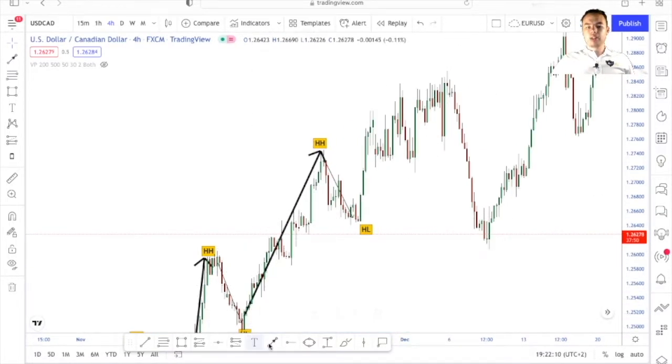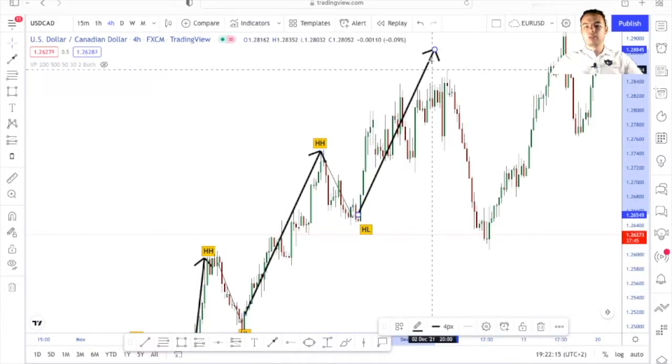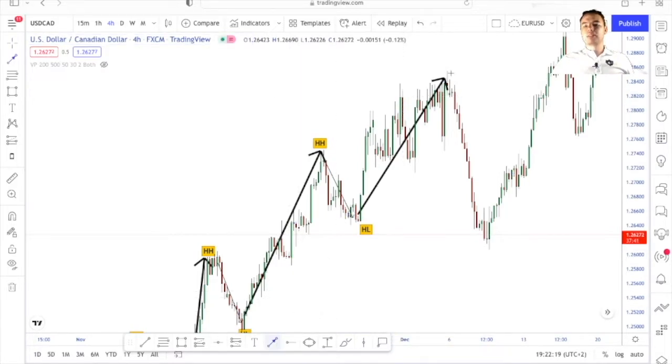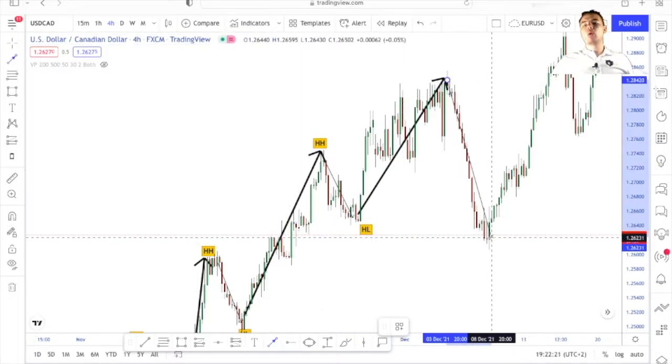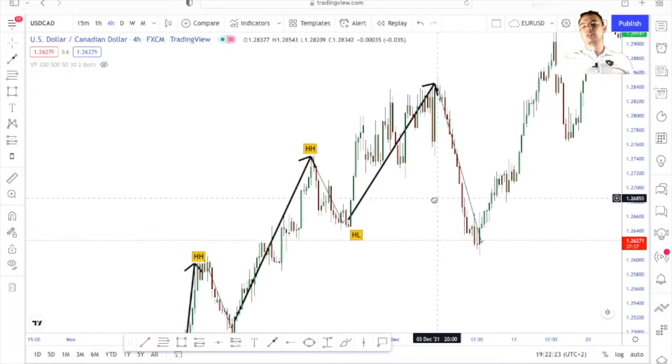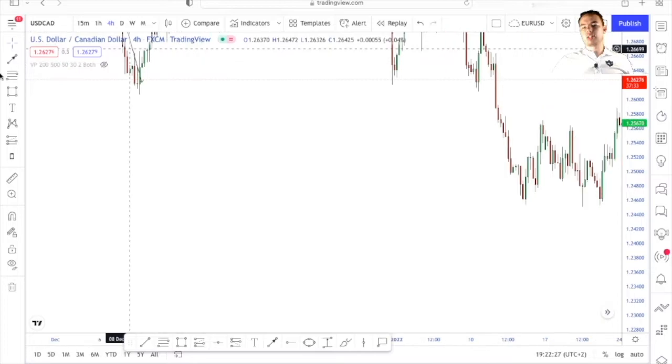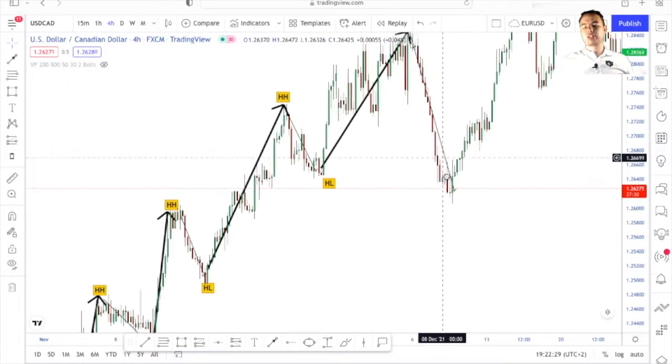Okay, and then again, and boom, higher high. Retraces back to an equal low. Okay, so beware of this. It's indicating that price is most likely going to reverse, which it eventually did.